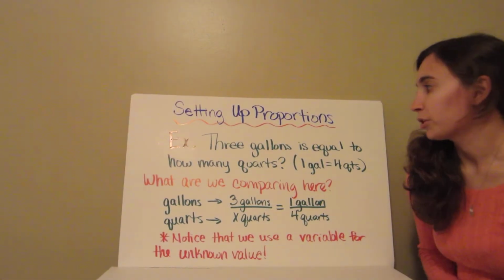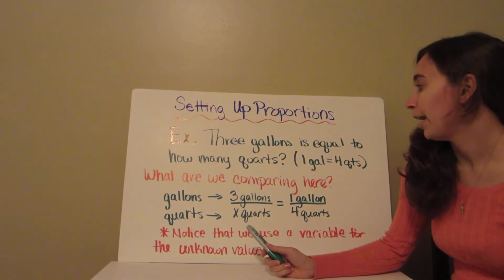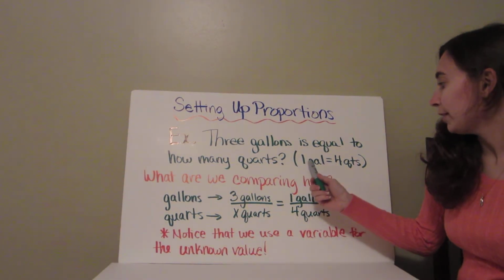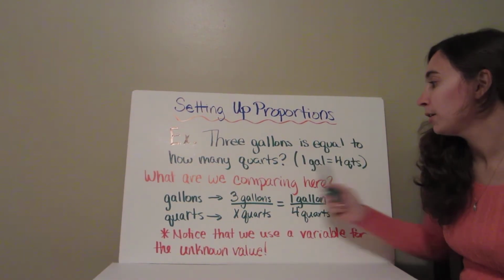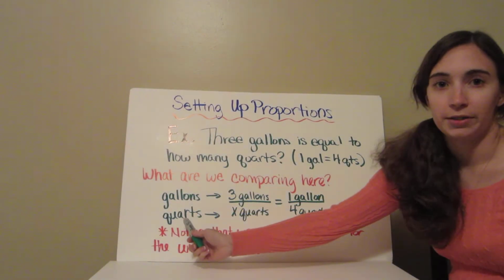How do we set up proportions? Let's look at this example. 3 gallons is equal to how many quarts? We know that 1 gallon is equal to 4 quarts. What are we comparing here? We're comparing gallons to quarts.